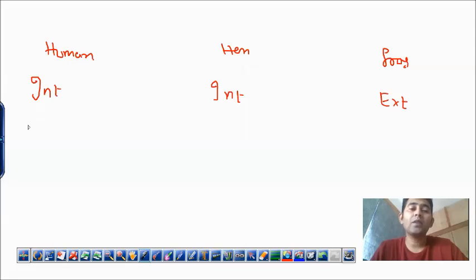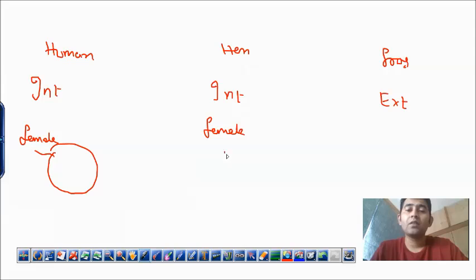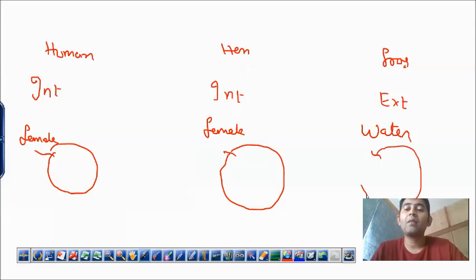Internal fertilization मतलब फीमेल के बॉडी के अंदर the sperm and the egg will combine. Hen में भी वही होता है, फीमेल के बॉडी के अंदर the sperm and the egg will combine. But external fertilization में पानी में the sperm and the egg combine.